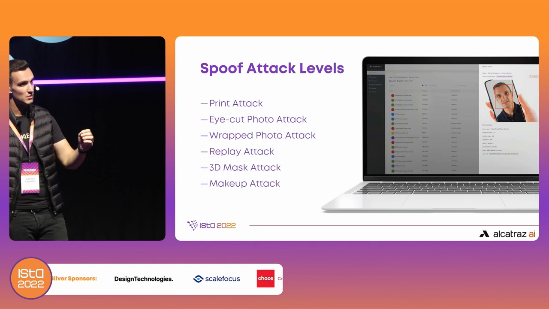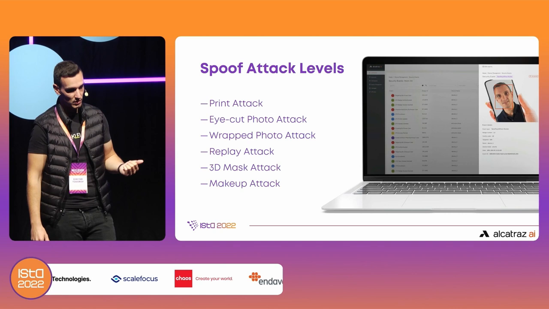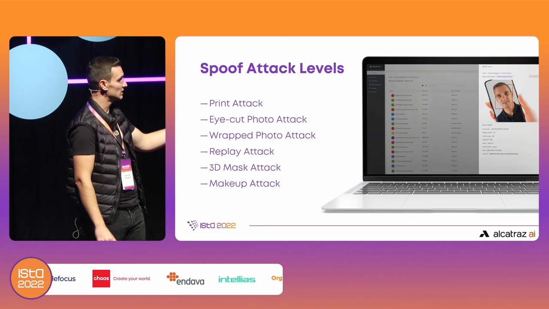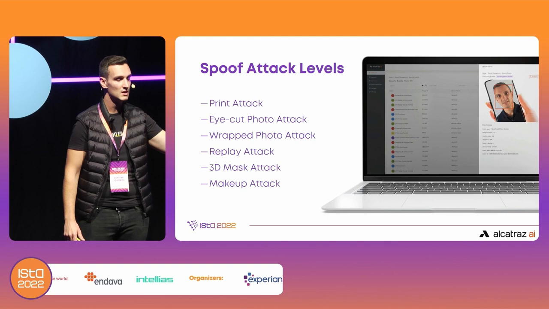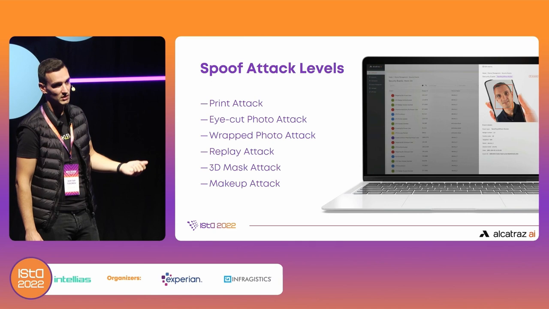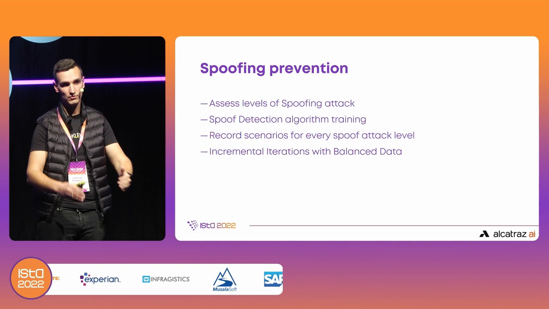So how we approach collecting data here is the same way, but we multiply the process 6 times, collecting the same data, same conditions, same environment variables, but we multiply it by 6 in order to mitigate each of these spoofing attacks. And then we have the same data for each of these spoofing attacks.